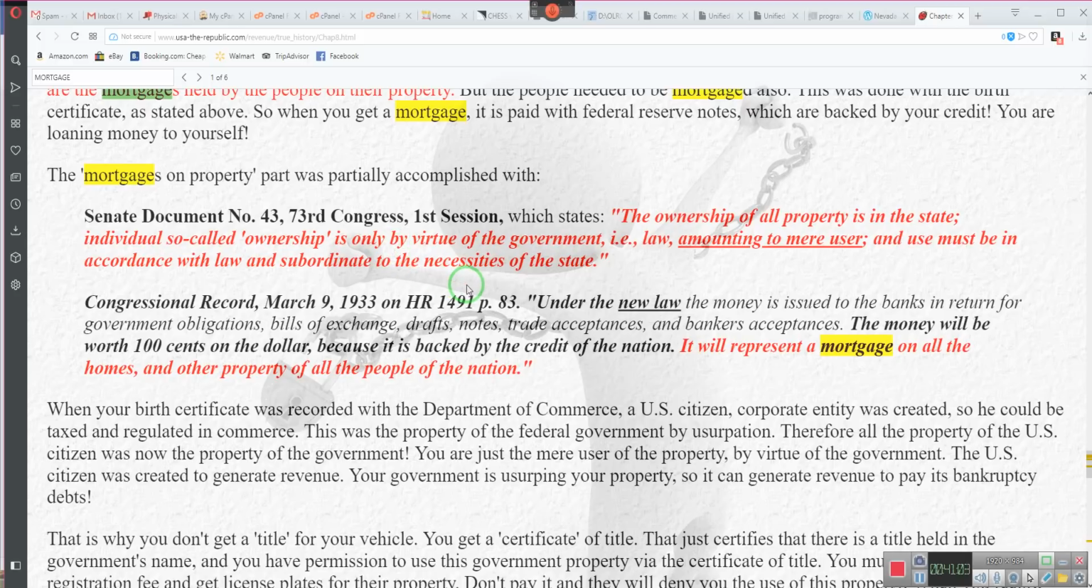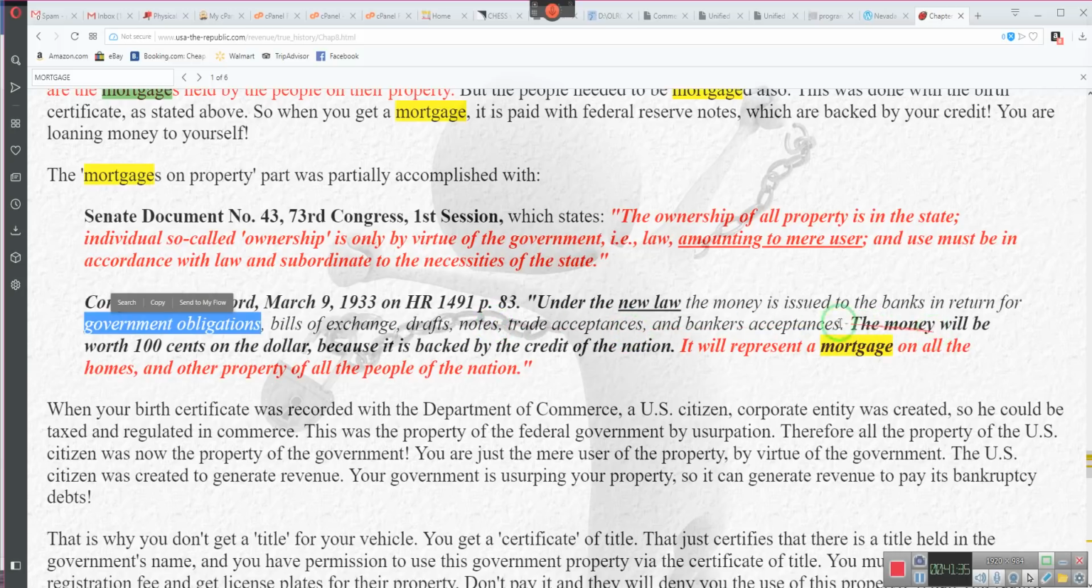Wait, hold on. Let me show you when they assumed the responsibility. Congressional Record, March 9, 1933. Under the new law, the money, what money? Credit, is issued to the banks in return for government obligations. What's a government obligation? All of the people's debt, because they're in bankruptcy. Drafts, notes, that includes your mortgage, and trade acceptances and banker's acceptance.